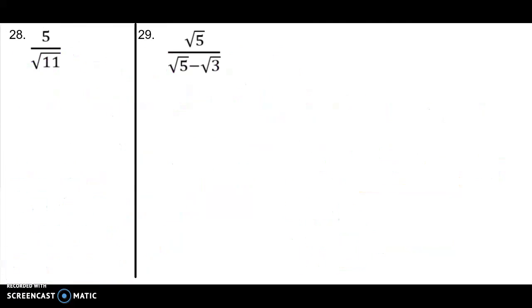All right, question 28 and 29 have to do with radicals that are inside of fractions. And the rule is it's improper to have a radical in the denominator of a fraction. So we need to know how to rationalize the denominator.